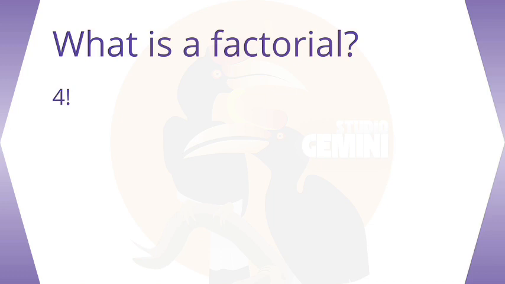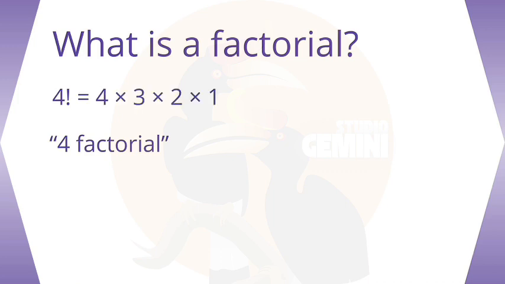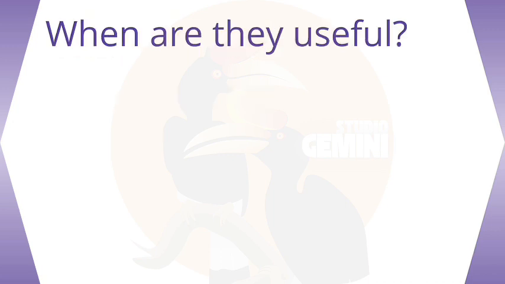For example, 4 with an attached exclamation mark is read as 4 factorial. It's the product of 4 times 3 times 2 times 1, which equals 24. Put simply, you start with the given number and multiply by each previous whole number all the way down to 1. Sounds cool, but when are they useful?